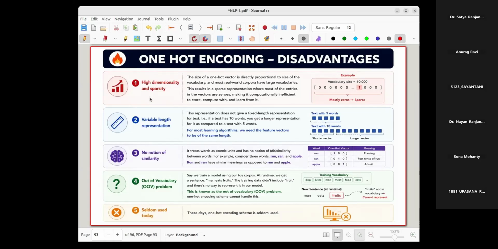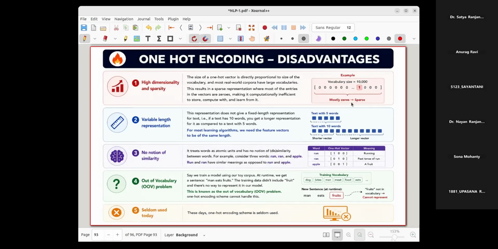What is high dimensionality? Think of a situation. You have a corpus with a vocabulary of 50,000 words. Now imagine what will be the size of each word's vector. The vector will be 50,000 long and only one position will be 1. The rest, all 49,999 positions, will be 0. So it will be very sparse.